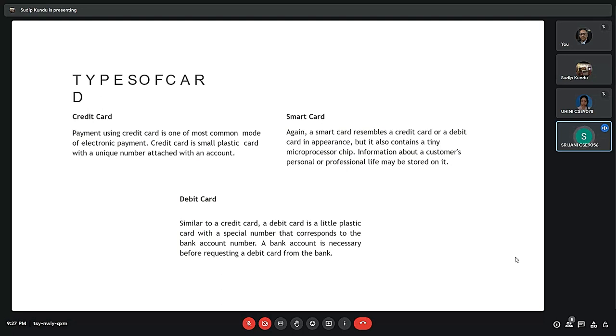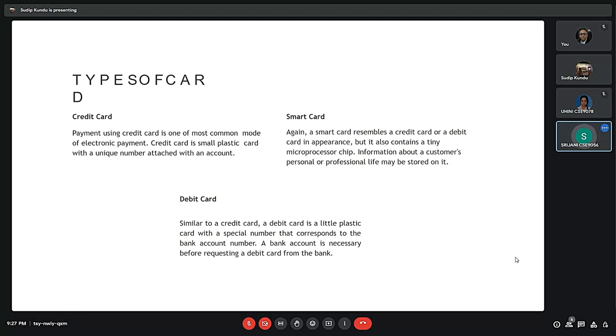Now, a debit card is a small plastic card with a unique number, just like a credit card, but it also has a bank account number attached to it, and it is required to have a bank account to have one. The major difference between a debit card and a credit card is that in case of payment through a debit card, the amount gets deducted from the bank account immediately, and there should be sufficient balance in the bank account for the transaction to get completed. Whereas in case of a credit card transaction, there is no such compulsion.